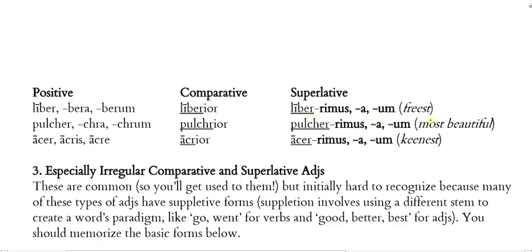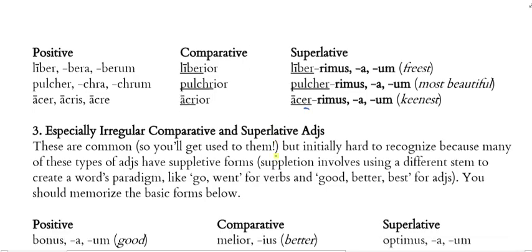Liberrimus for freest. Pulcher, comparative is pulcrior. Remember, the E is not part of the stem. For the comparative, we do this normally by using only the stem, but with the superlative, we always take the ER form from the masculine, pulcher, and then we add rimus, pulcherrimus, most beautiful. And then acer, comparative is acrior, but for the superlative, we use the ER form, acerrimus, for keenest, and it's different genders there.